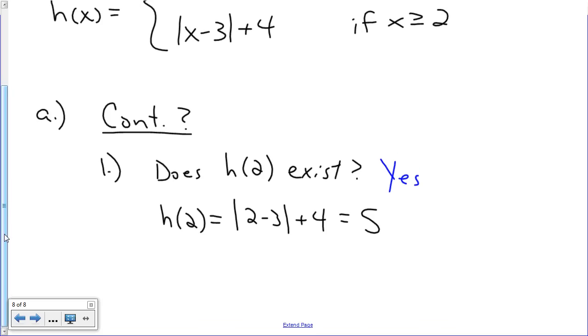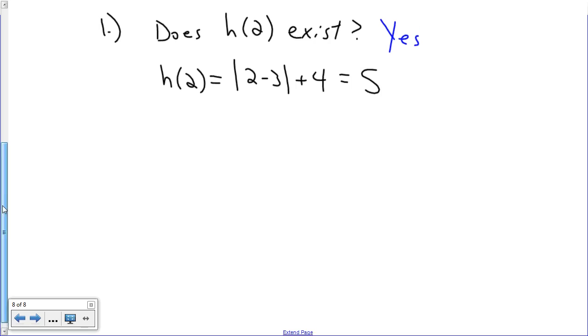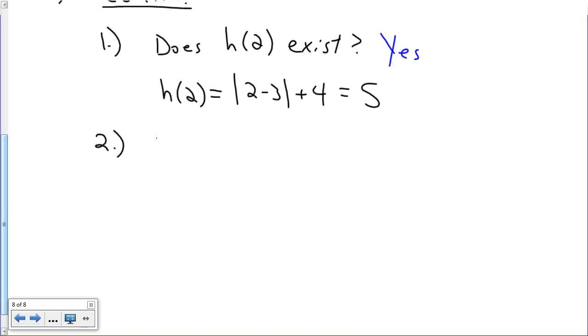The second part of the definition of continuity deals with the limit. So the question is, does the limit as x approaches 2 of h of x exist?